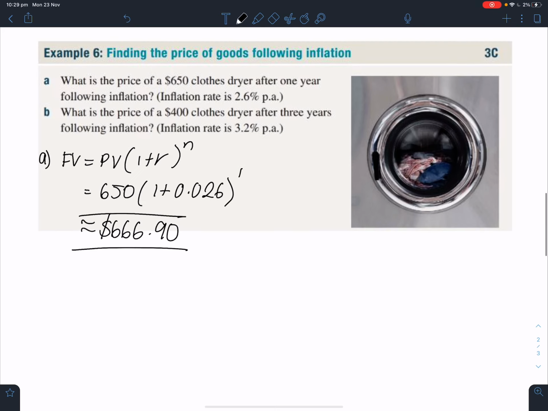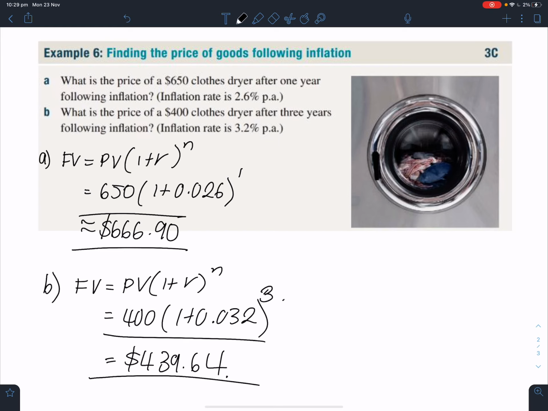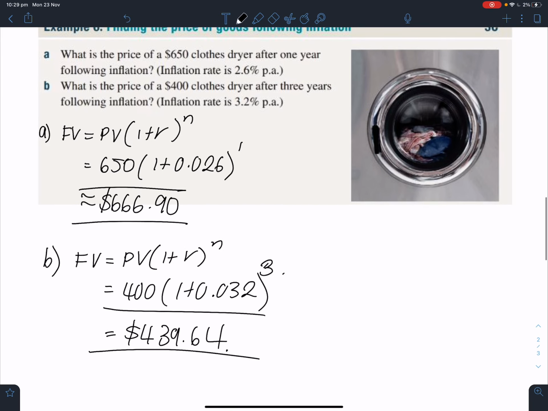$666.90. Now B, what is the price of a $400 clothes dryer after 3 years following inflation? And the inflation rate is 3.2% per annum. So formula again. Present value is 400. 1 plus 0.032. So it's a higher inflation rate, and it's to the power of 3 years. So it will be worth $439.64. So as I said before, it is just the same formula that we have been using.